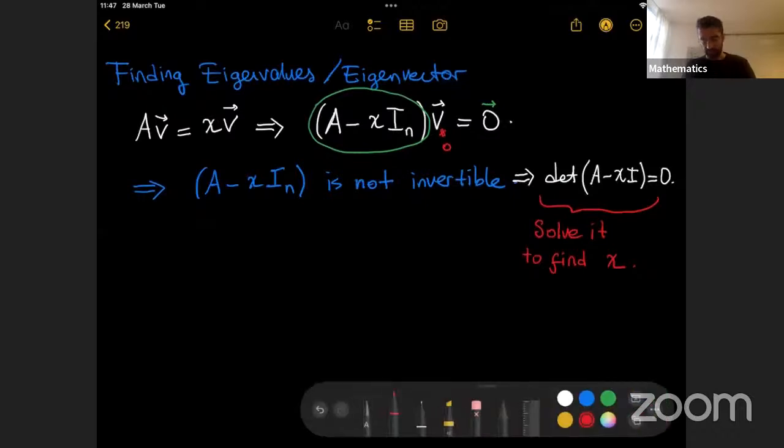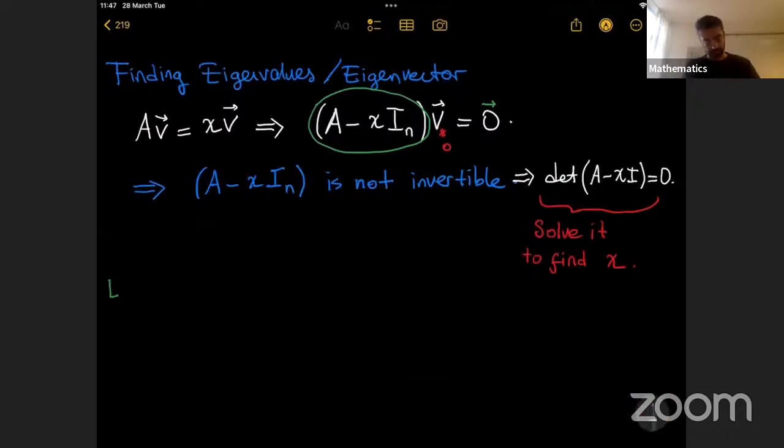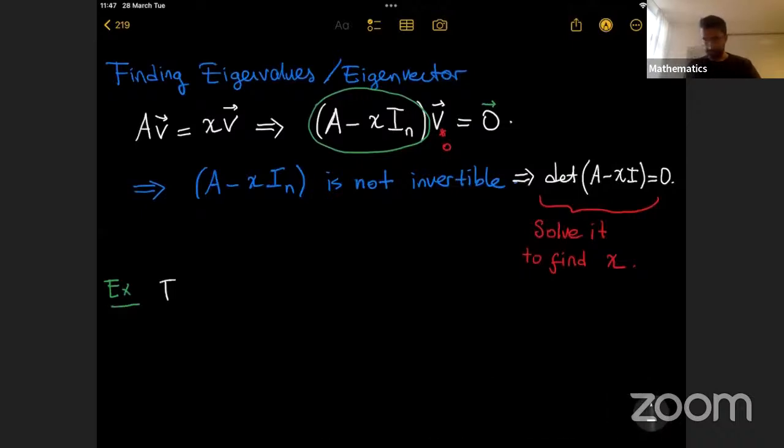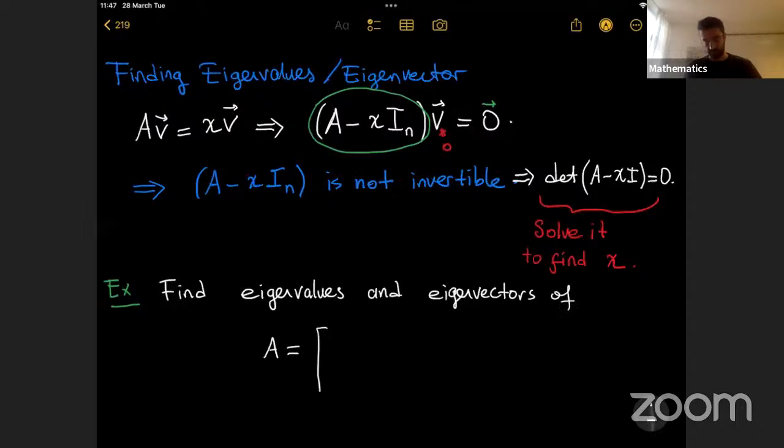Okay, let's do an example. Find eigenvalues and eigenvectors of this matrix: 1, minus 2, 3, minus 4, okay?